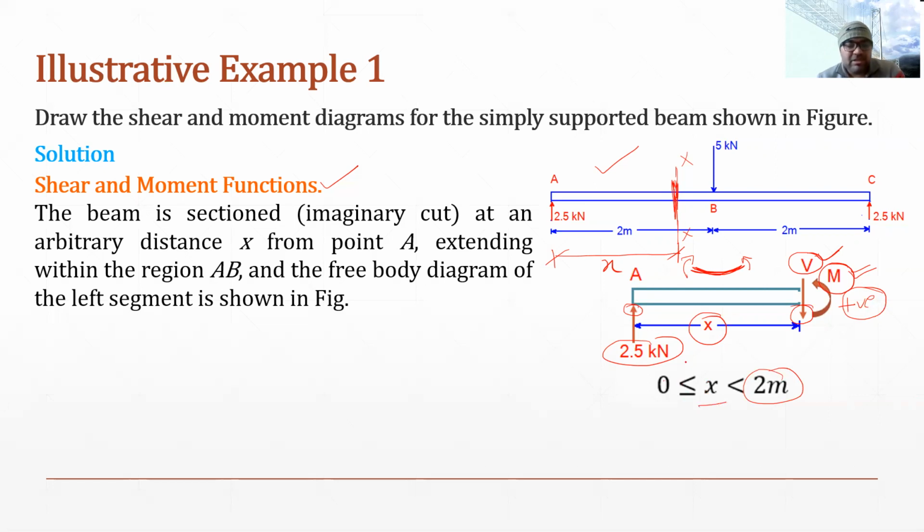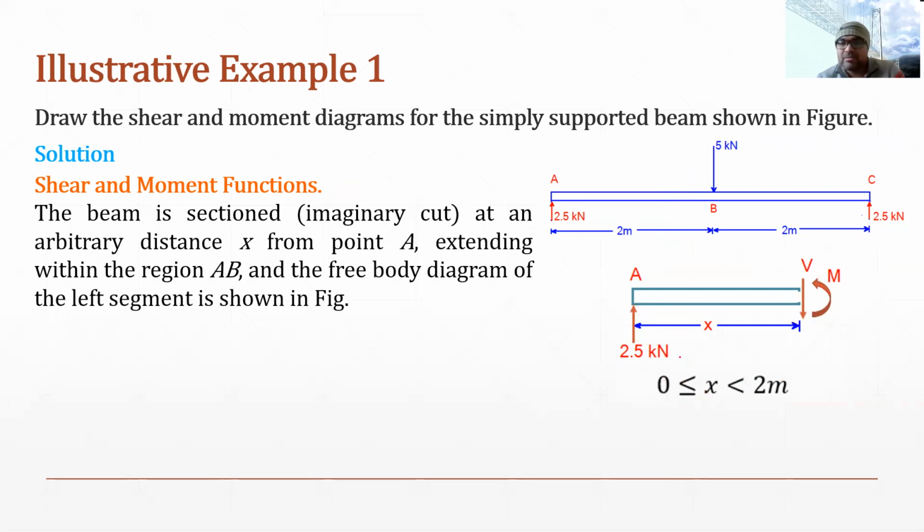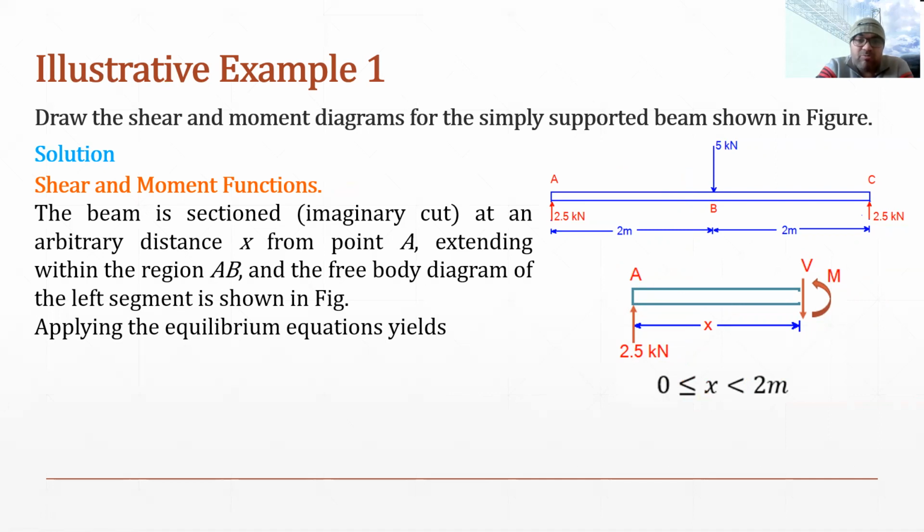Now considering this limit, we will be finding the value of V and M as a function of x. As per definition, V can be calculated using the equilibrium equations. The first equation that we are going to use for calculating the value of V will be the summation of Fy. In this case, the vertically upward force will be considered as positive and downward force will be considered as negative.